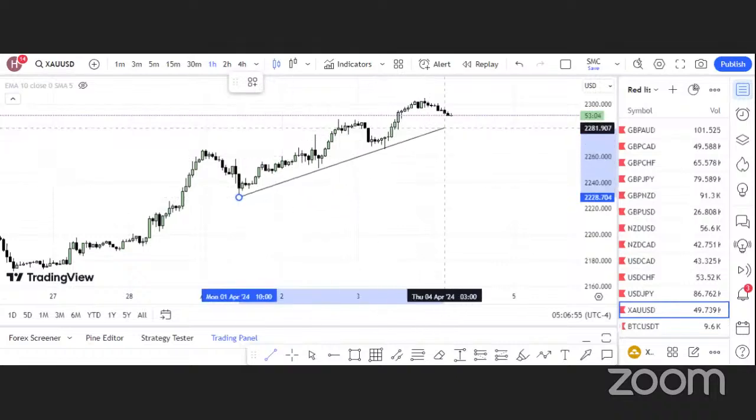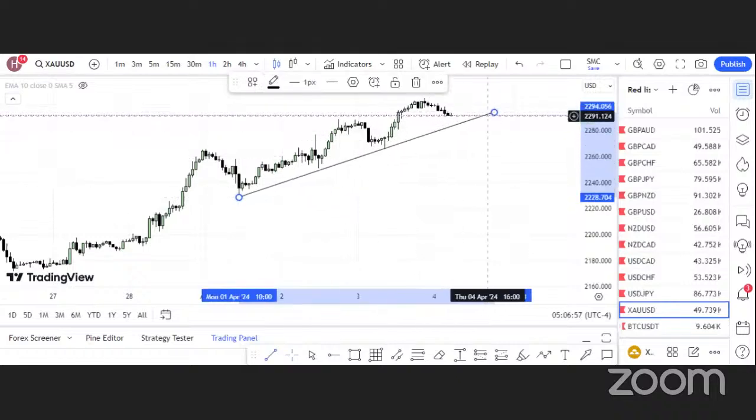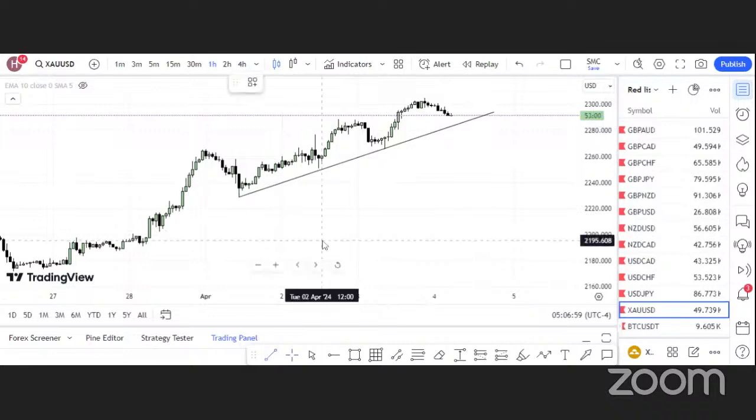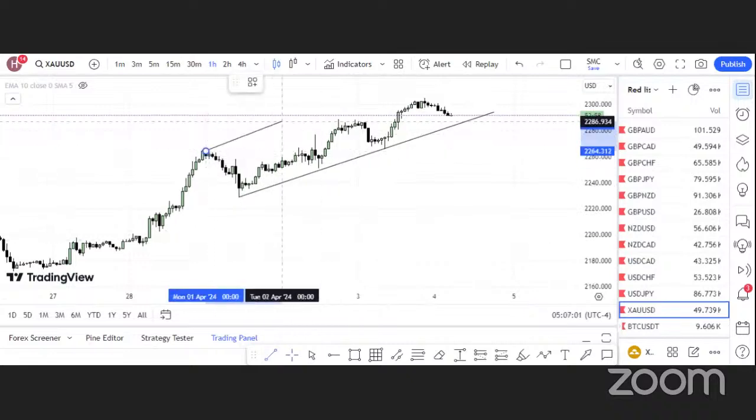Let's see if we can ride along with the sell trend.